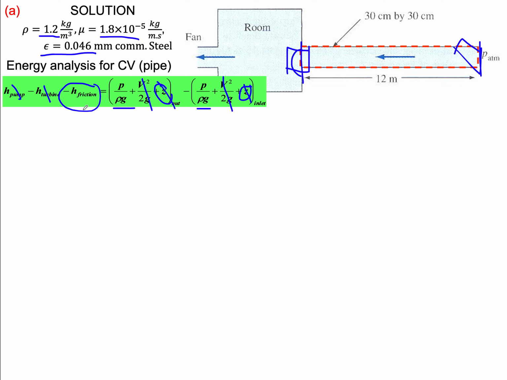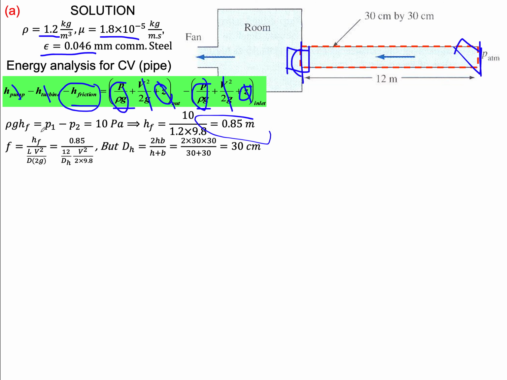So all the pressure difference provided by the fan goes into friction in the pipe. So I have HF equal to the delta P, and so here you take the rho g to the left hand side, so rho g HF is the delta P, and now I can get my HF to be 0.85 meters, and from HF we can get the F.